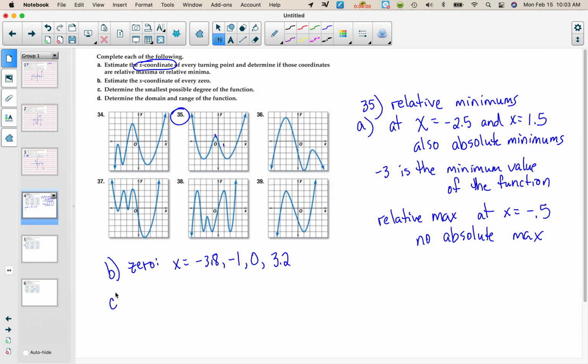Part C, determine the smallest possible degree of the function. So notice I have 3 turning points. So the smallest possible degree of the function would be a 4th degree. But remember that it's possible, also we have 4 zeros, it's possible that it could be a 6th degree or an 8th degree, but this is the smallest it could be. And part D, the domain and range. Domain, all real numbers for polynomial functions. The range, there's an absolute min, and we decided that was negative 3, counting by ones, so we're going to say y is greater than or equal to negative 3.